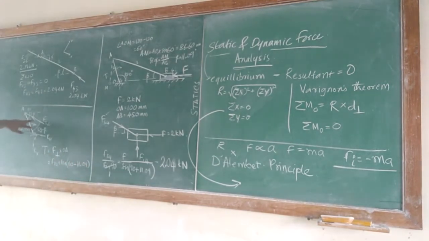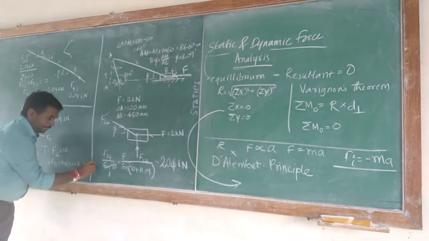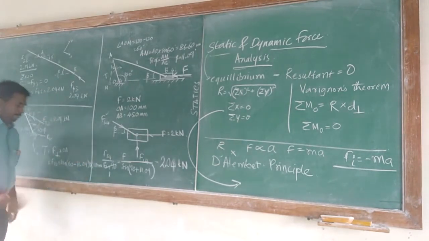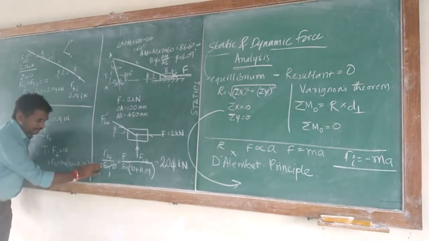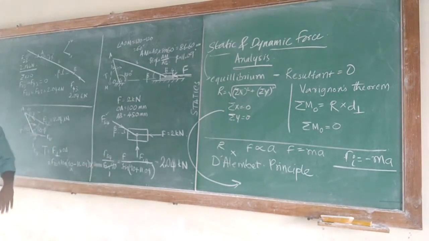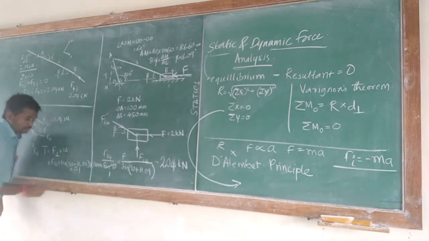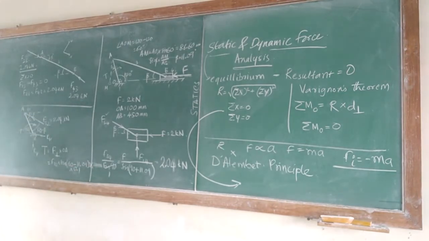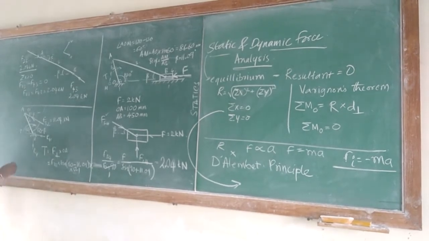F32 is known. F23, F34 is the same. 2.04 kilonewtons. Now into OA length. What is OA? 100 mm. But should we take 100 mm? You should convert to meters, no? So 0.1 meters. So multiply, what do you get?